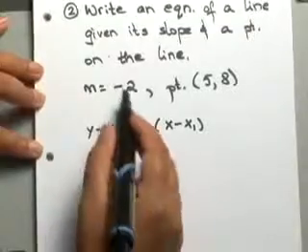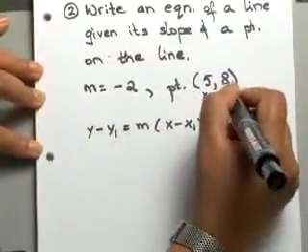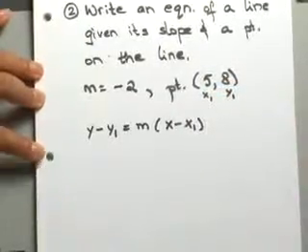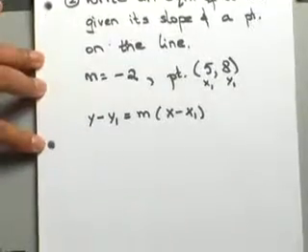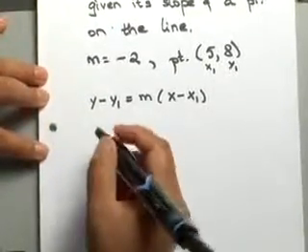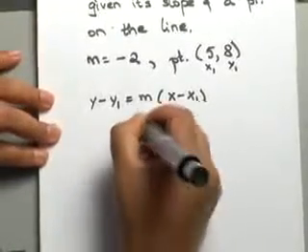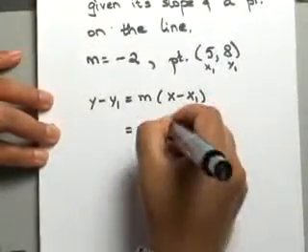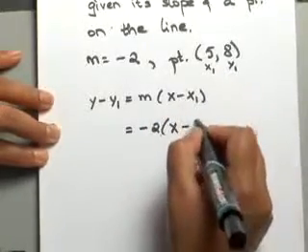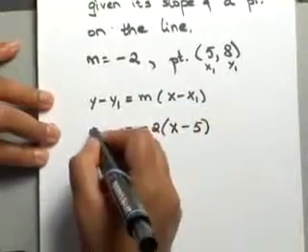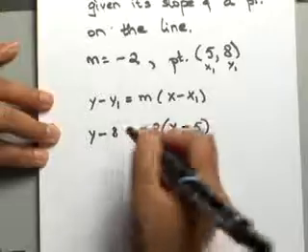Now of course we know our m will be -2, and this point here will be your x1, y1 point. These values x and y will not change, they stay the same. So let's go ahead and substitute our numbers. We'll substitute our m with -2. This x stays the same. For x1 we will substitute 5, and the y stays the same, and for y1 we substitute 8.